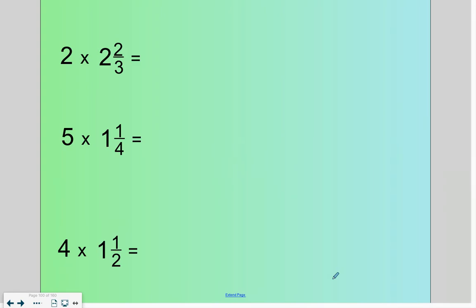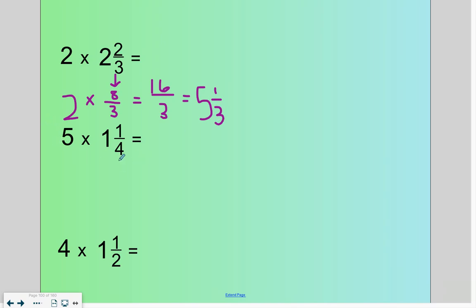Here's 3 more examples. So we can convert this into an improper fraction. 3 times 2 is 6, plus 2 is 8 thirds. So 2 times 8 thirds is 16 thirds. 3 goes into 16 5 times with 1/3 left over.